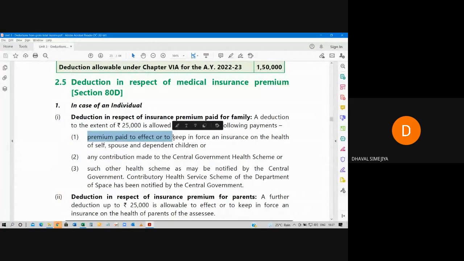Spouse means husband or wife. If you are calculating for female, then husband. If you are calculating for male, then wife. And dependent children only. In the majority of cases, minors are dependent. So you can claim 80D for self, spouse, and dependent children. Also any contribution made to central government health scheme or such other health scheme as may be notified by central government, such as the contributory health service scheme of the Department of Space.